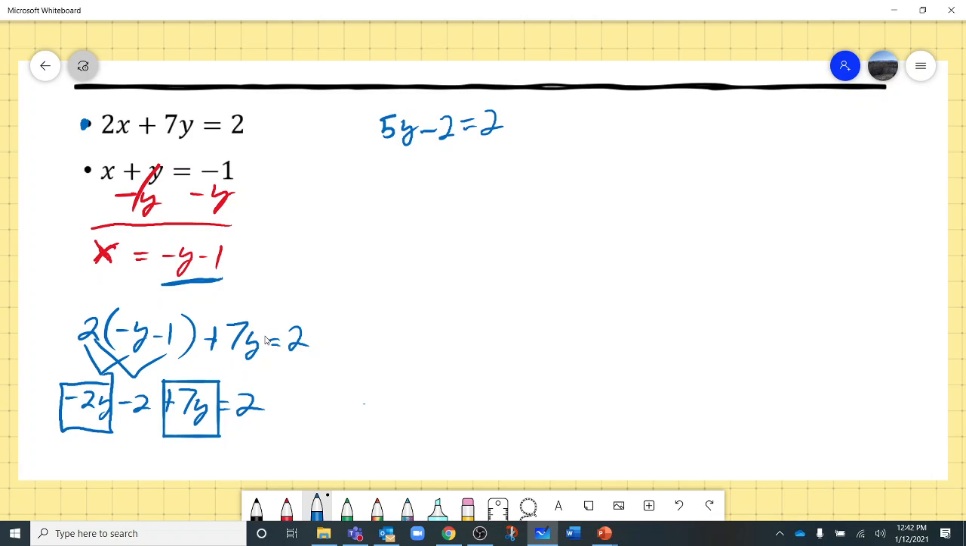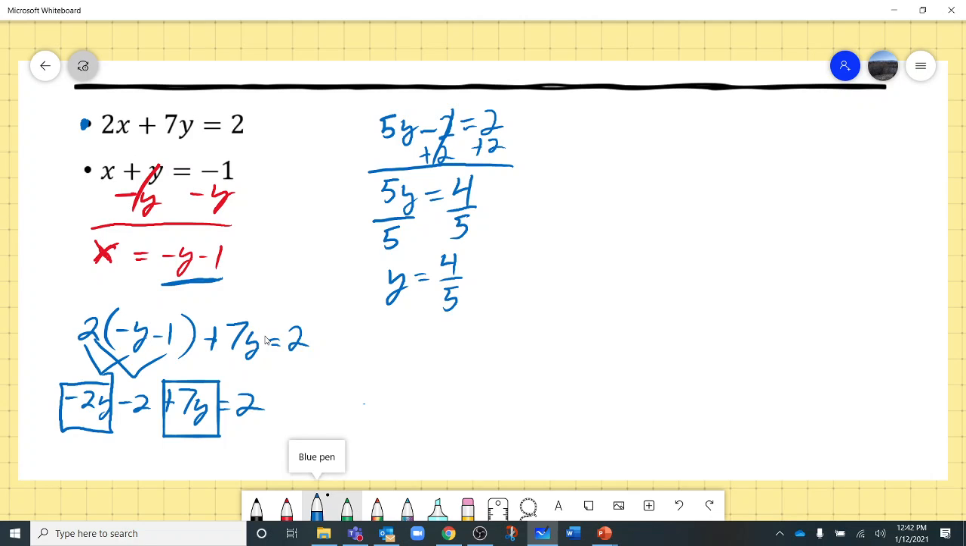I want to get rid of that negative 2, that minus 2, so I'm going to add 2 to both sides. My 5y will come down. Negative 2 and a positive 2 goes to 0. 2 plus 2 is 4. And then to get rid of that 5, we're just going to divide it out. And y is equal to 4/5. All right, we know now that y is equal to 4/5.